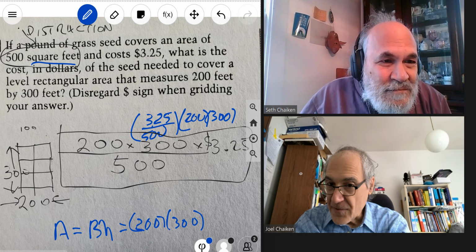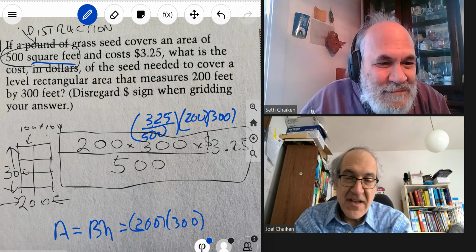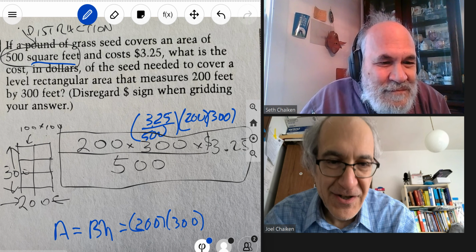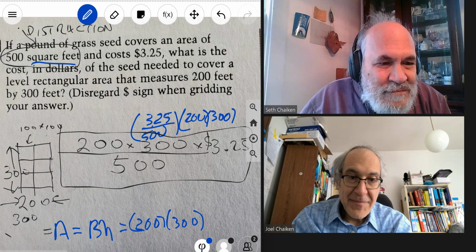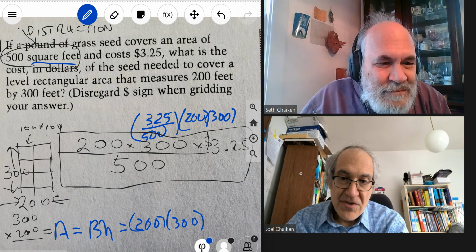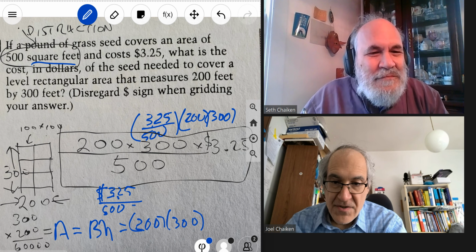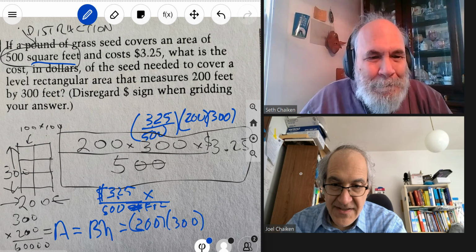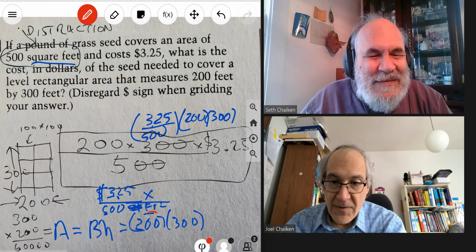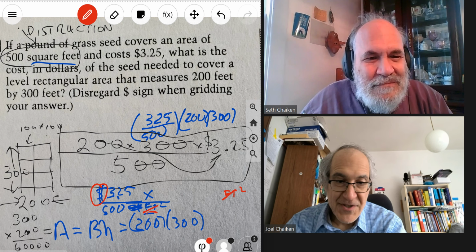But still, so far, Seth and I have not done something that's really important, which is to put the units into this. In this problem you don't really need the units because it's so straightforward. But it's always a good idea to put the units in, particularly when you're not rushing, so that you see that the units cross out. So it's $3.25 per 500 square feet. Now, you see the feet squared is in the denominator here. If we multiply by a numerator that's in feet squared, the feet squareds cancel, and we are just left with dollars, which is exactly what we want.